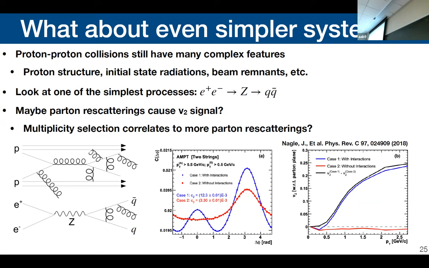And so the question was, if we look at these very simple systems and we select a high multiplicity system, does that correlate with the signal we see? The problem is, there's not really any places nowadays to look at electron-positron annihilating to Z bosons, right? So me and some other colleagues got together and we decided we really wanted to do this study, but there was no facility to do it, but we realized we could do it. We just had to go back in time 30 years, right?